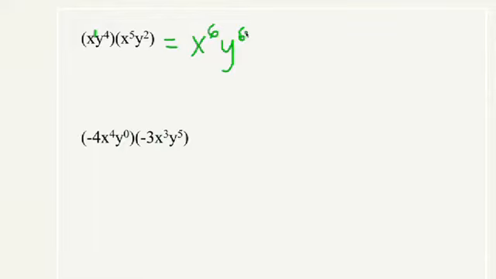All right, let's do one that's even a little bit longer. First, we deal with numbers. Negative 4 times negative 3 is positive 12. Next, we'll look at x's. X to the 4 plus 3 is x to the 7th power. And finally, we'll look at y's. Y to the 0 plus 5 power is y to the 5th. Again, if you wanted to, you could have just rewritten that y to the 0 power as 1, and that still would have just left this y to the 5th on the end.